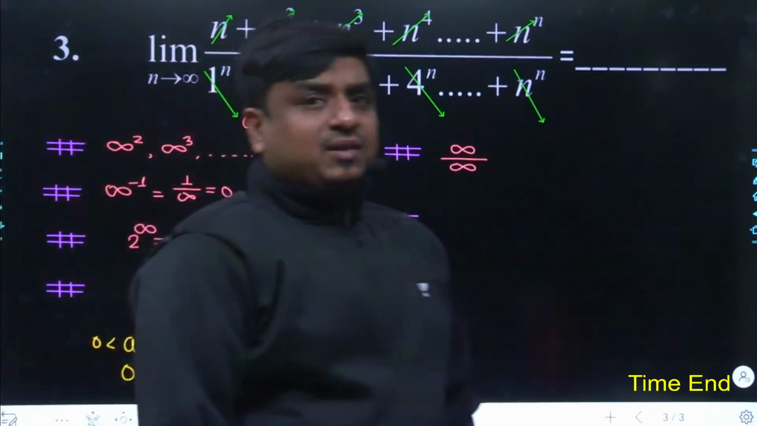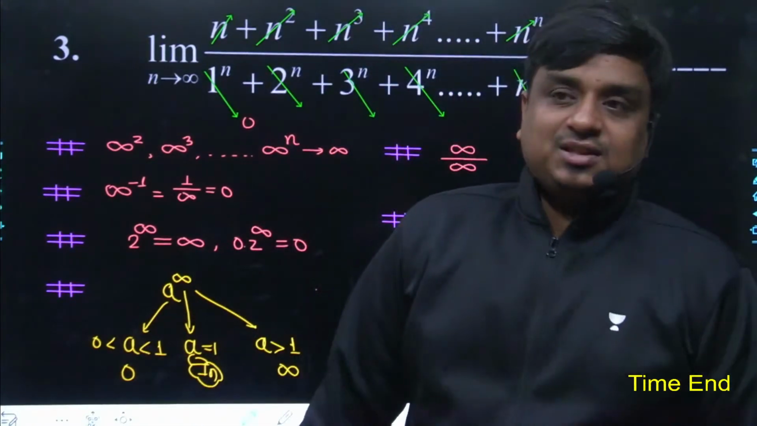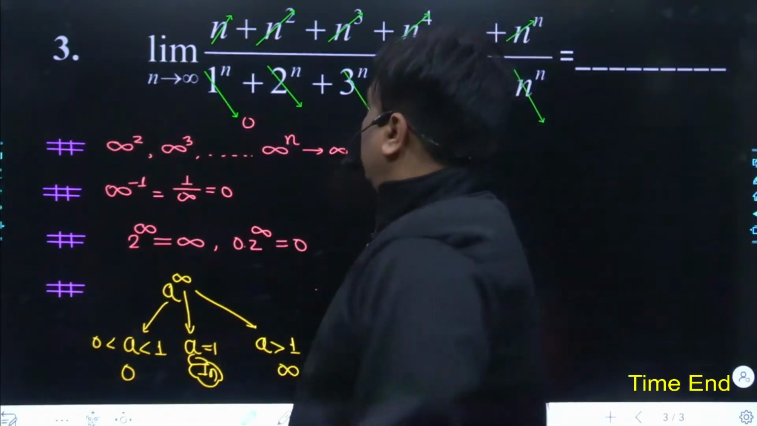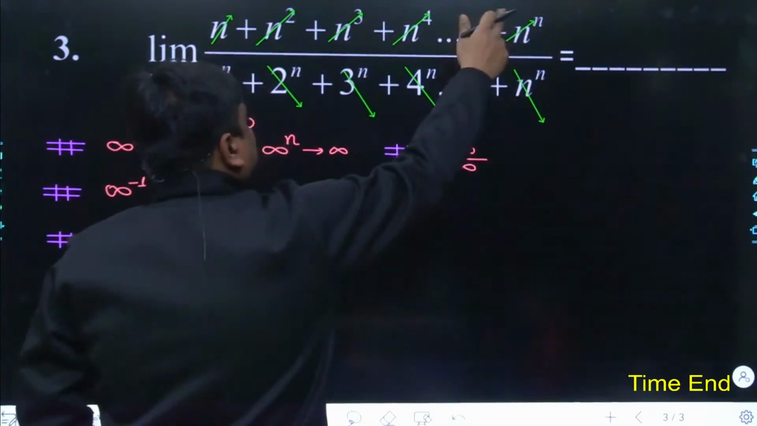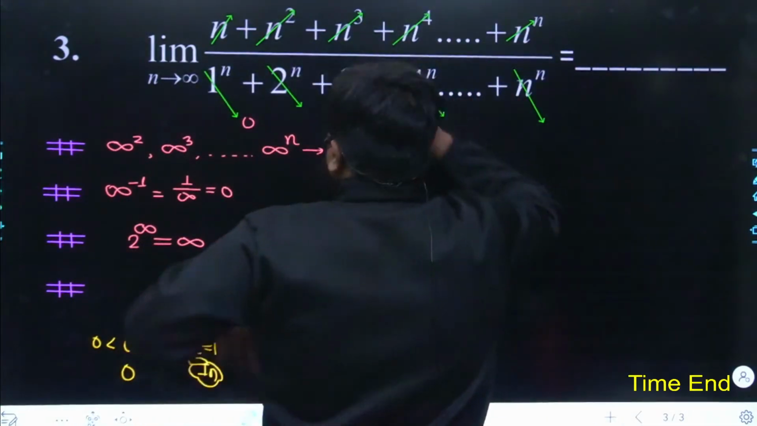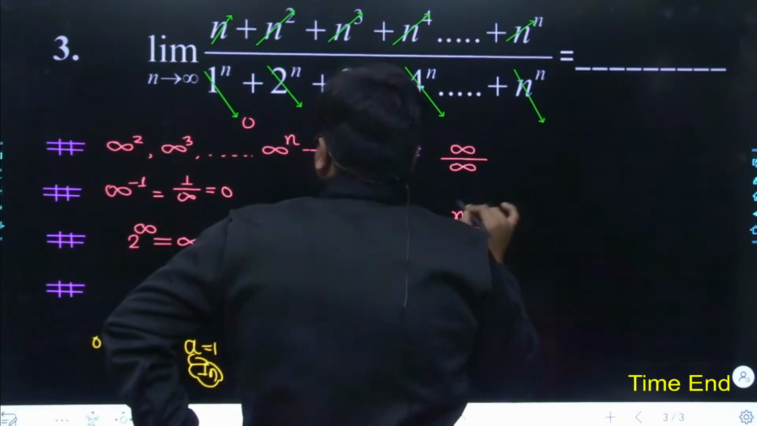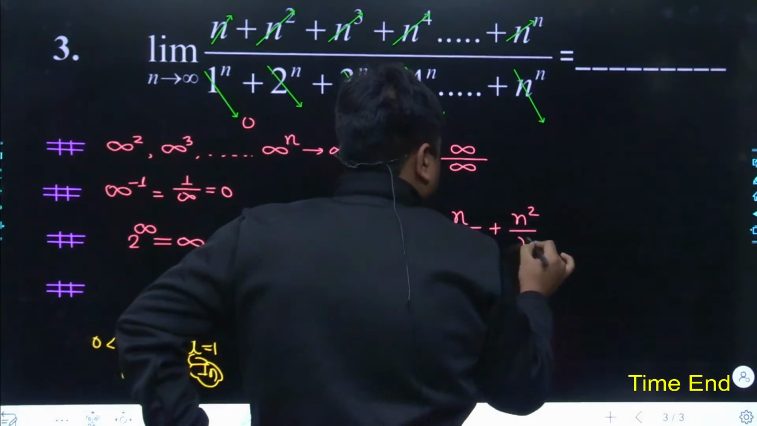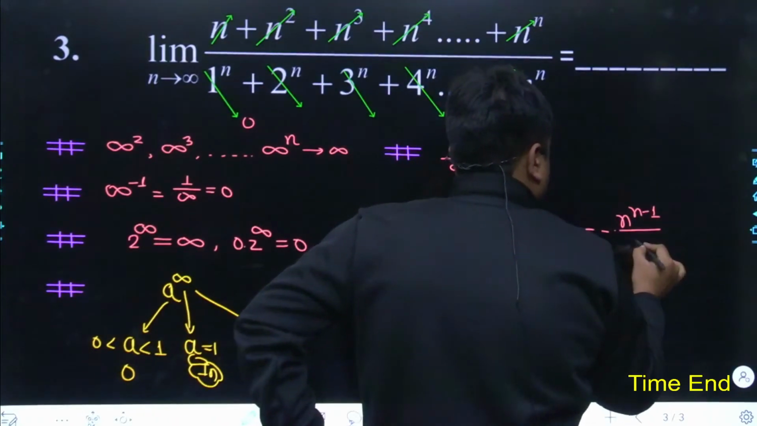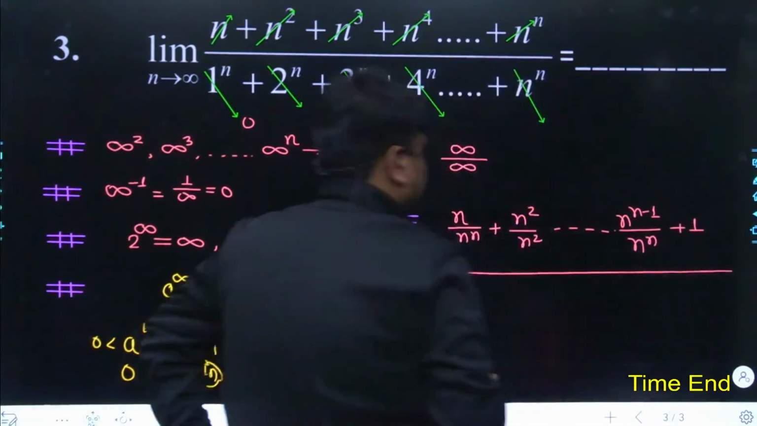What to do now? Whenever we are dealing with an extremely large value, infinity, usually we keep that value towards the denominator side, such that a constant value divided by infinity will result in null. N to the power of n is the highest power in the numerator and denominator. Why don't we bring it out? And once we do so, this becomes n divided by n to the power of n plus n square divided by n to the power of n, and then n to the power of n minus 1 divided by n to the power of n plus 1, and the same goes towards the denominator side as well.